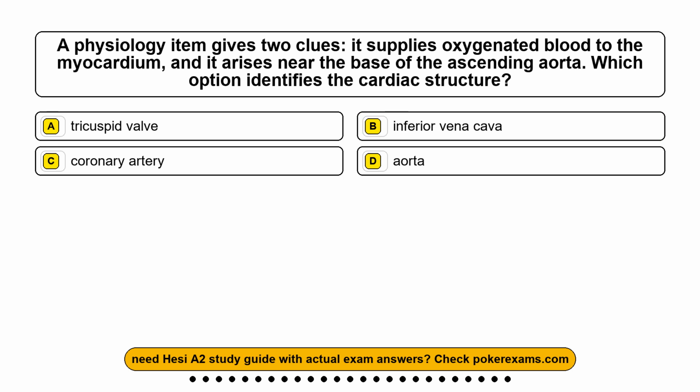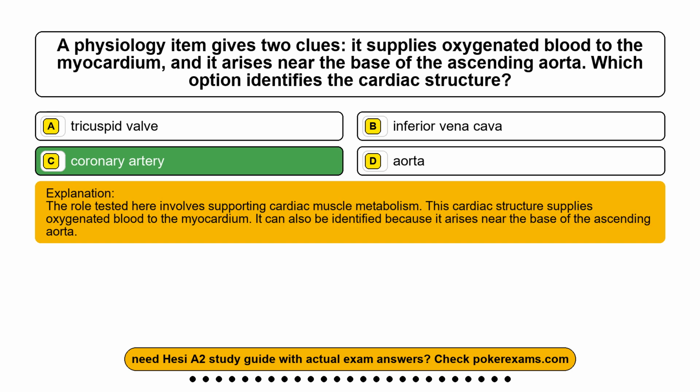Question 15. A physiology item gives 2 clues. It supplies oxygenated blood to the myocardium, and it arises near the base of the ascending aorta. Which option identifies the cardiac structure? Option A, tricuspid valve. Option B, inferior vena cava. Option C, coronary artery. Option D, aorta. The correct answer is option C, coronary artery.